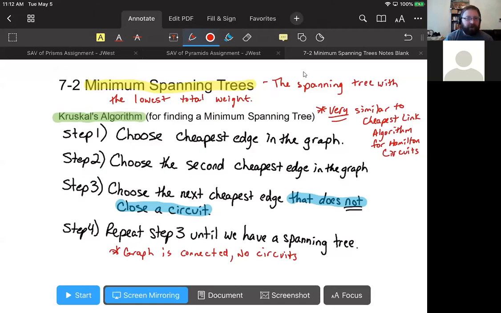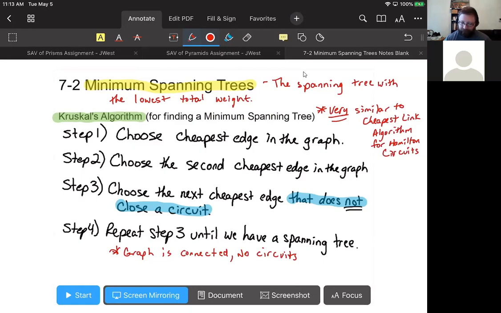So Kruskal's algorithm, again, it is extremely similar to cheapest link algorithm in that we will pick the two cheapest edges in the graph. And then as we continue to pick the cheapest edge in the graph, our only rule is we cannot allow any circuits to form. We can have as many edges as we want from a specific vertex, like we could have 6 from one vertex if we need them. That's not a problem for trees. What we cannot have are any circuits, okay? And we're going to keep picking edges until it's connected and we have no circuits, okay?